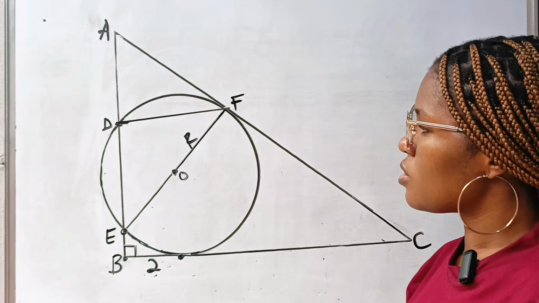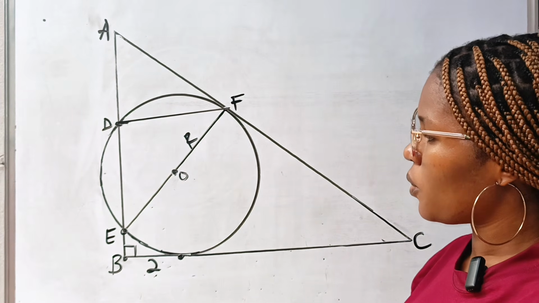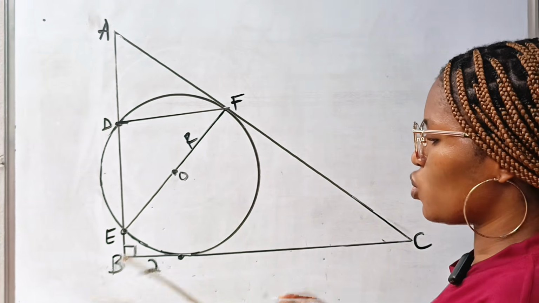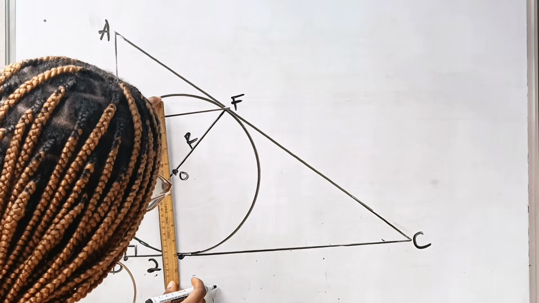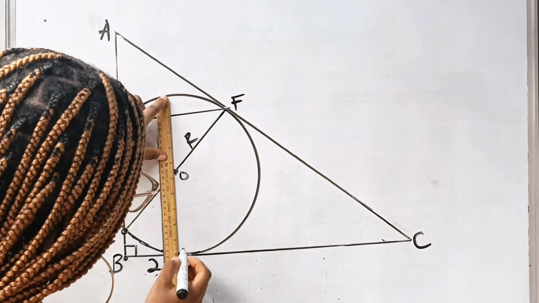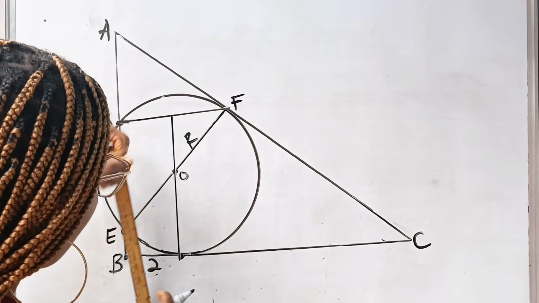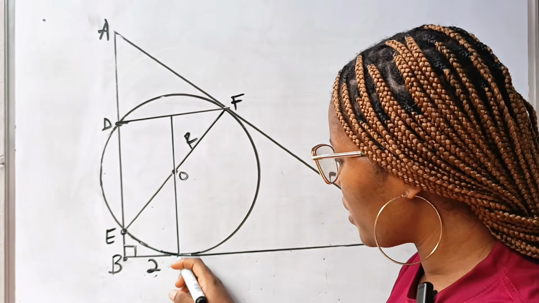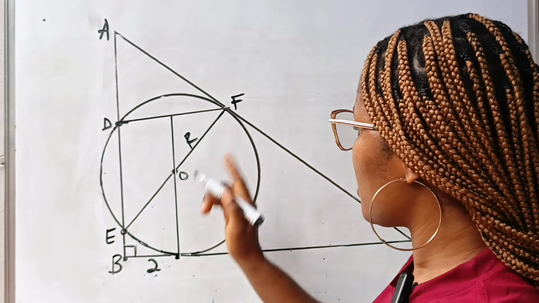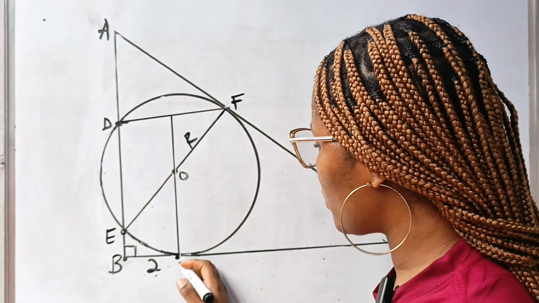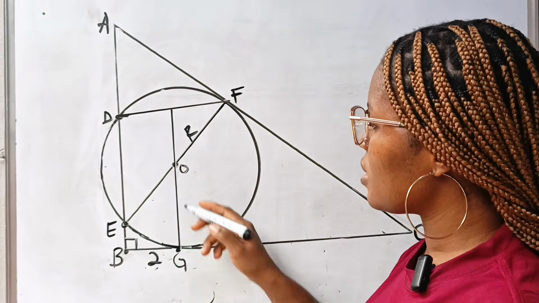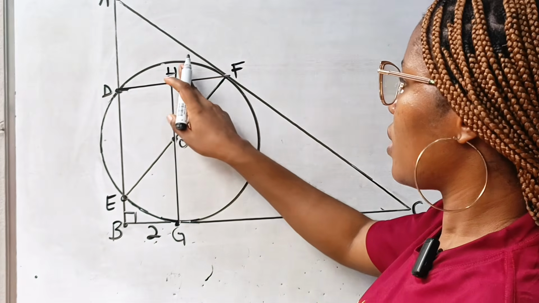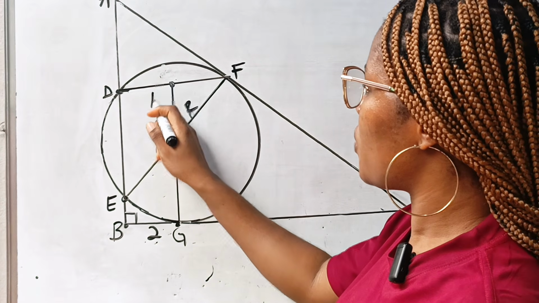All right, having done that, first of all, let's drop a straight line from the center to the point of contact between this tangent and the circle. Now we have another point. Let's call this point G. Point G, right? This is already O. And let's call this point H. So this is point H.